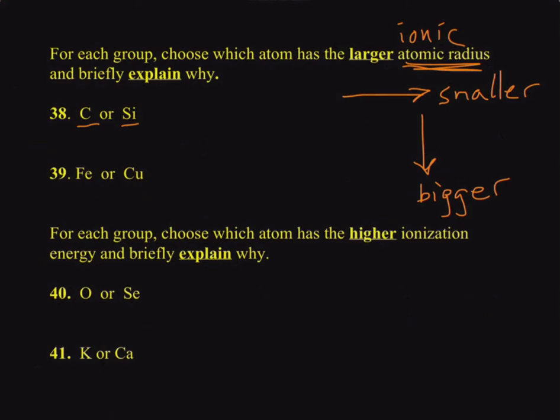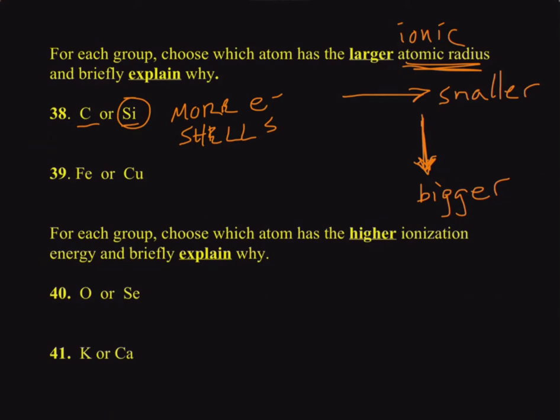Carbon and silicon are in the same group. Silicon is one row below carbon. So in this case, we're looking at the up and down relationship. As you go down, they get bigger. So silicon would have the bigger radius, and that's because it has more electron shells, more energy levels, which makes it bigger.